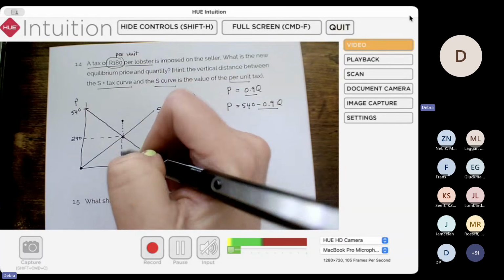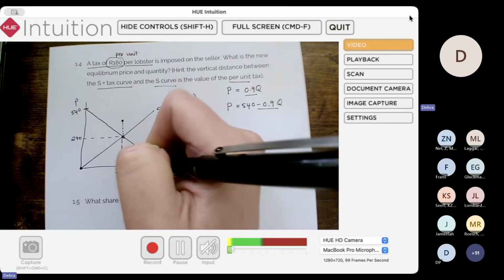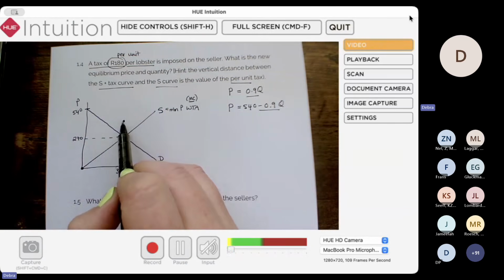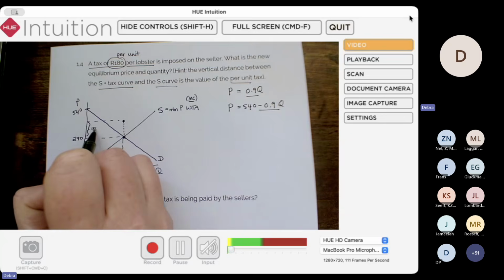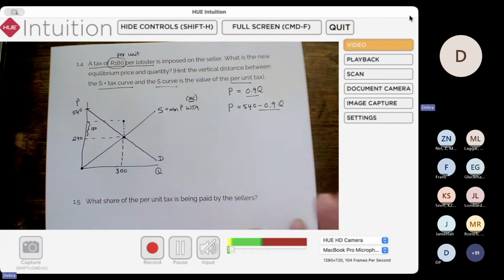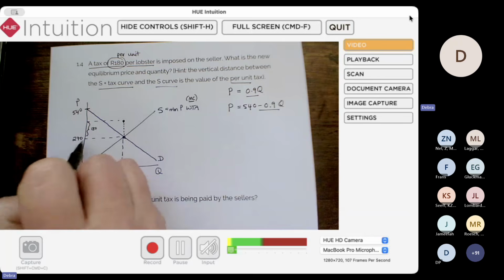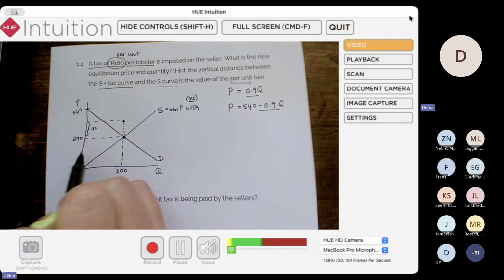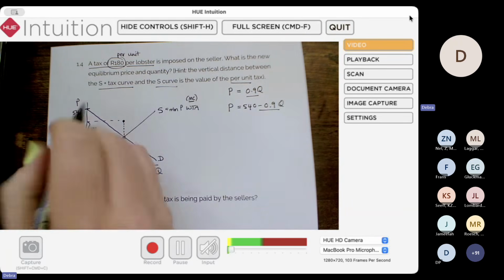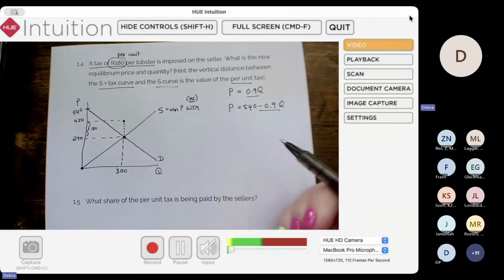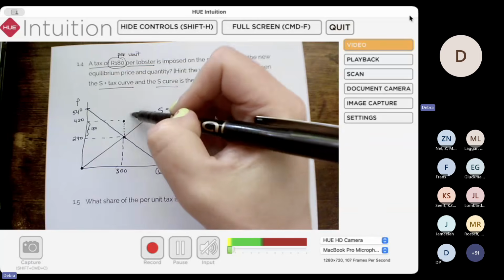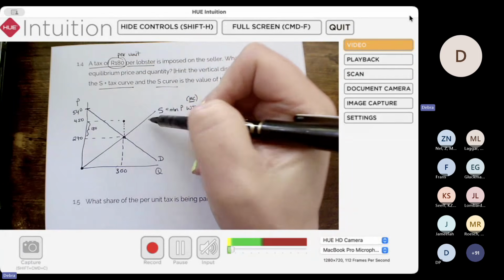So when I sell that 300th unit that cost me 270, I need to build that 180 tax into that plan. So the minimum price I'm now going to be willing to accept for the 300 units is going to be 270 plus 180, which is 450. So I'm putting that tax on top of my supply curve. That's why we call it the supply plus tax curve. So every single unit is going to have that 180 built in.